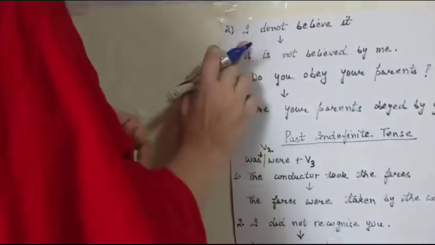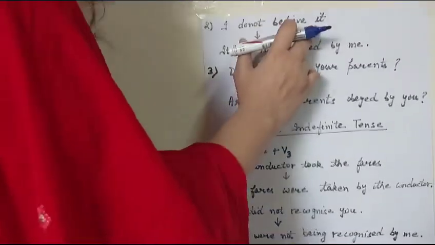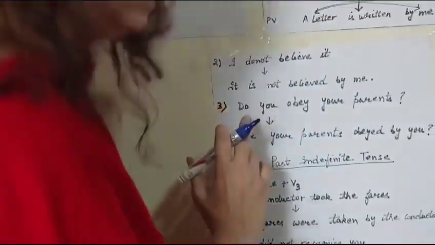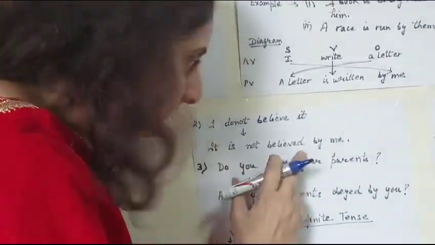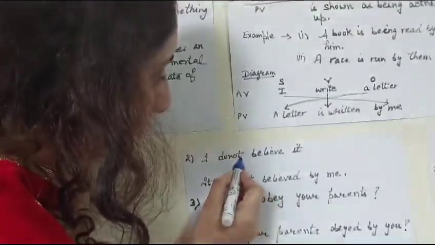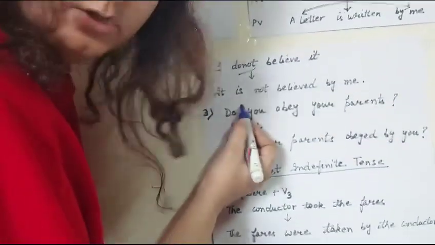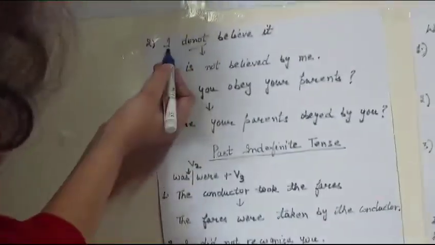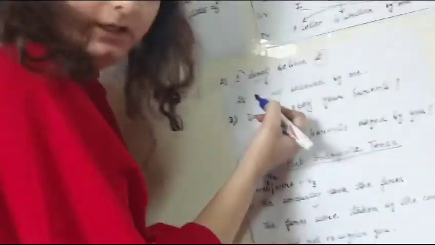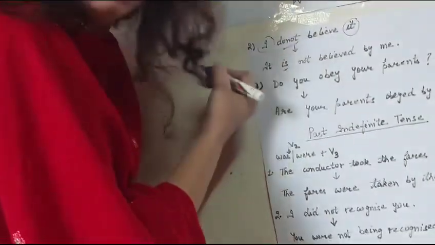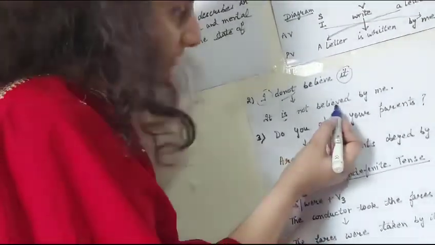Yes, let's move to the next sentence. I do not believe it. It is not believed by me. Do not will be changed into is, am, or are, but here the subject will be it, so we are using is. It is not believed, believe changing into the third form of the verb, by me.